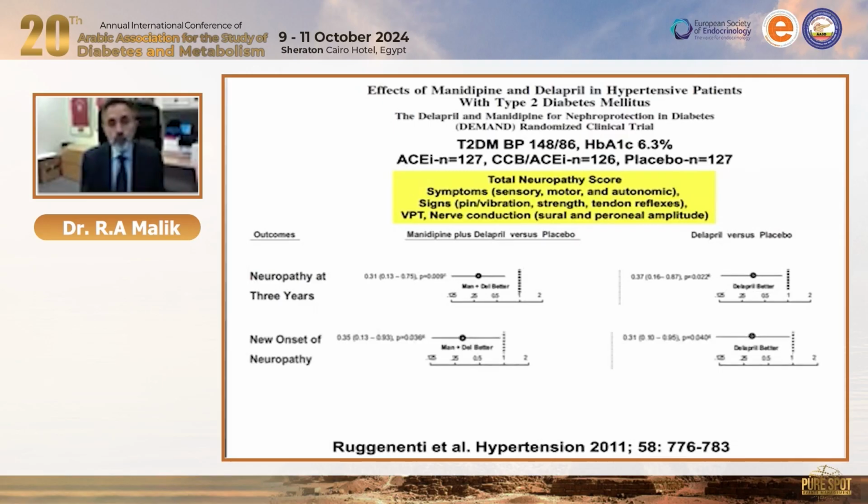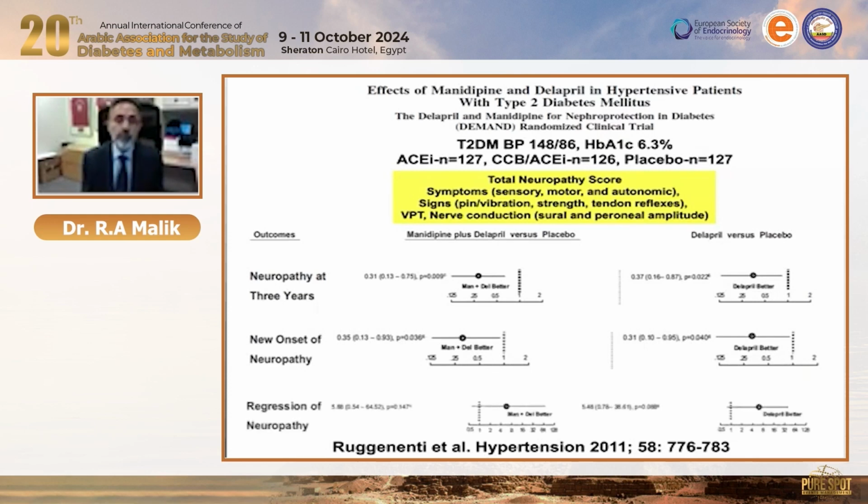And in fact, people who already had diabetic neuropathy in this trial, there was a regression. That is, there was an improvement in the neuropathy score by almost 500%.